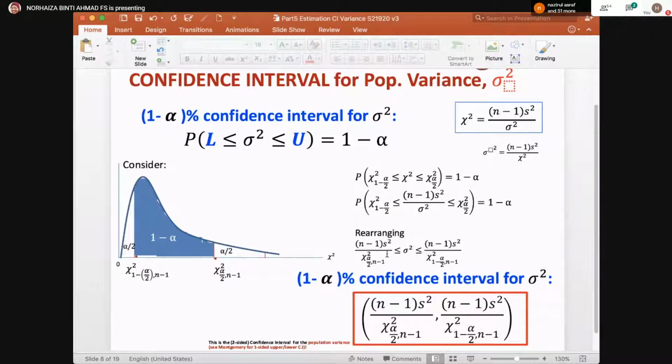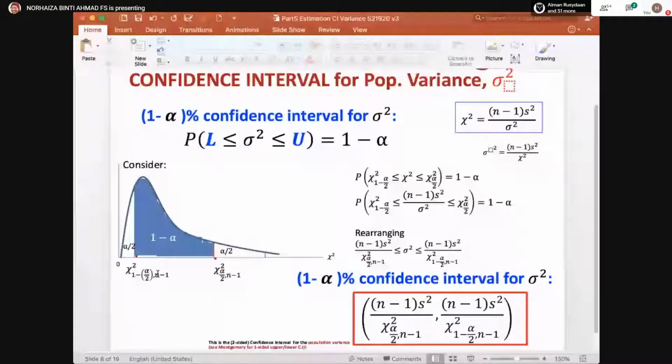Is n minus 1 s squared. So note that for the two limits, you got n minus 1 s squared over chi squared. So n minus 1 s squared over some chi squared. But which chi squared do you need to use? Now there's two chi squared values here: 1 minus alpha over 2, n minus 1, and alpha over 2, n minus 1. So one of each of these will be put under the confidence interval for the limits.